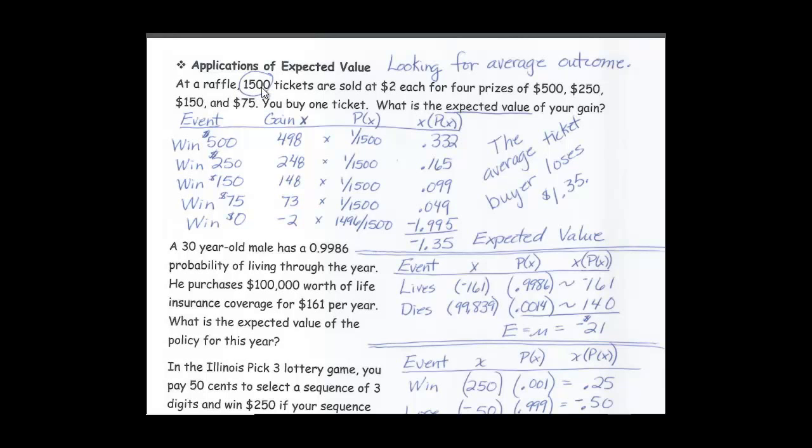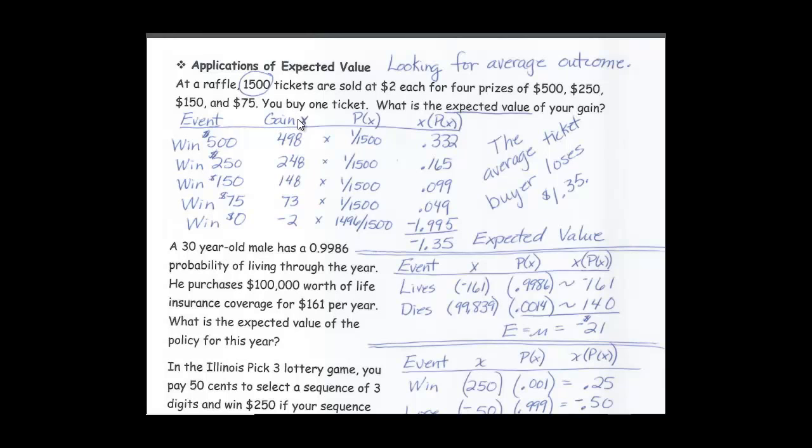In this first one, at a raffle, 1,500 tickets are sold at $2 each for four prizes of $500, $250, $150, and $75. You buy one ticket. What is the expected value of your gain or loss? Okay, I'm just listing the events here to keep us organized. We're not actually going to calculate with this, but it helps us get started. So we're going to look at each of the events in our sample space. It could be that we win $500. It could be that we win 250, win 150, or win 75, or more likely lose and win 0.